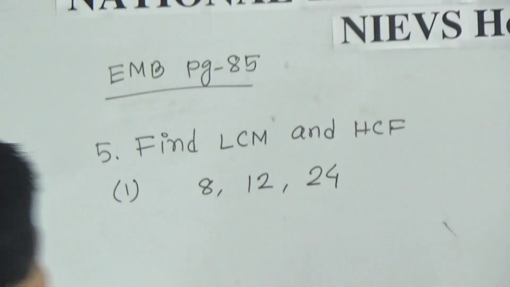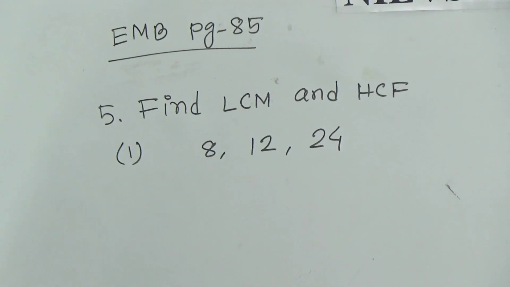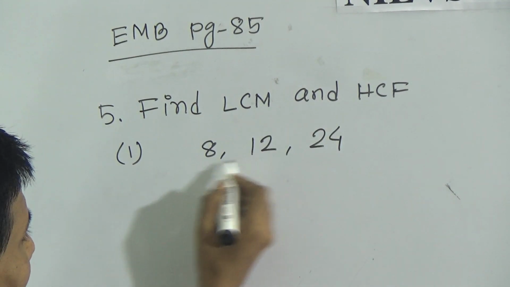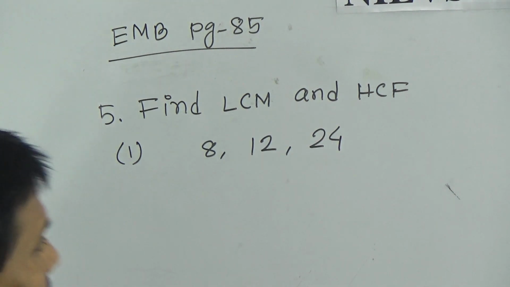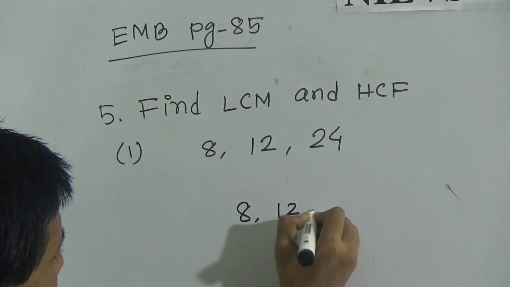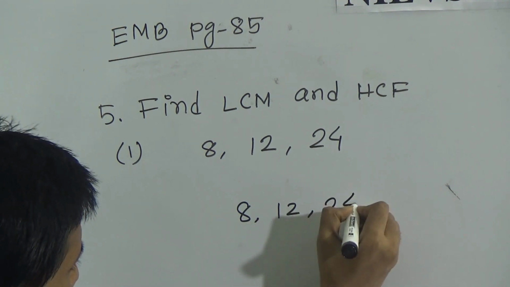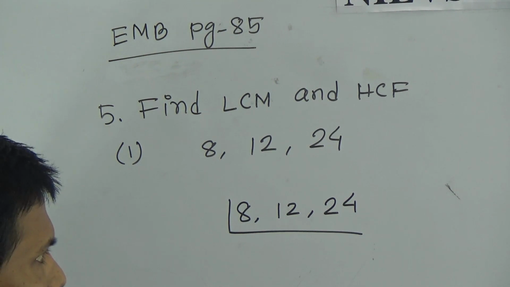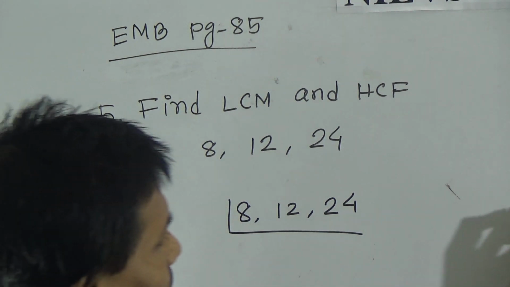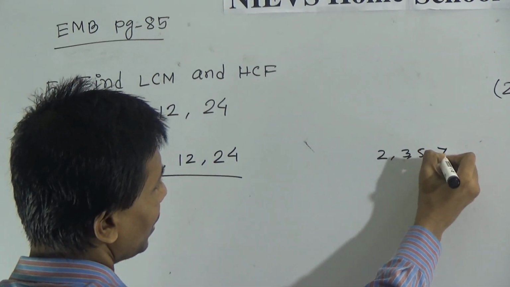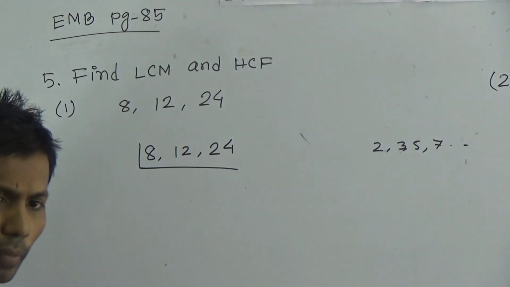Now, question number 5, find LCM and HCF of the numbers 8, 12, 24. At first you draw this line. We know 2, 3, 5, 7 are prime numbers.